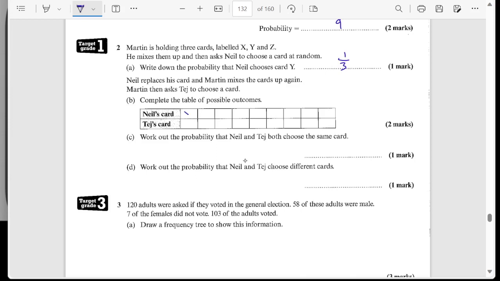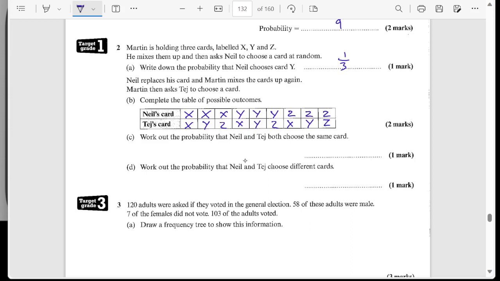Neil could choose an X and Tej could choose an X. Neil could choose an X and Tej could choose a Y. Neil could choose an X and Tej could choose a Z. Then we've got the Y and X, Y and Y, Y and Z. And then we've got Neil choosing Zs and Tej X, Z and Y, and then Z and Z.